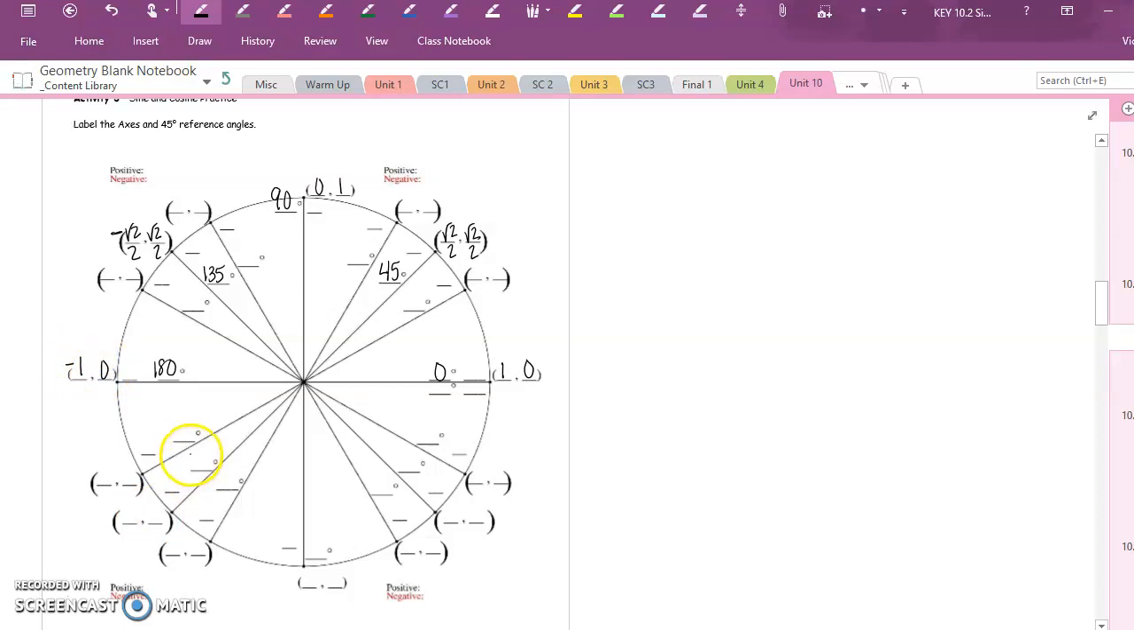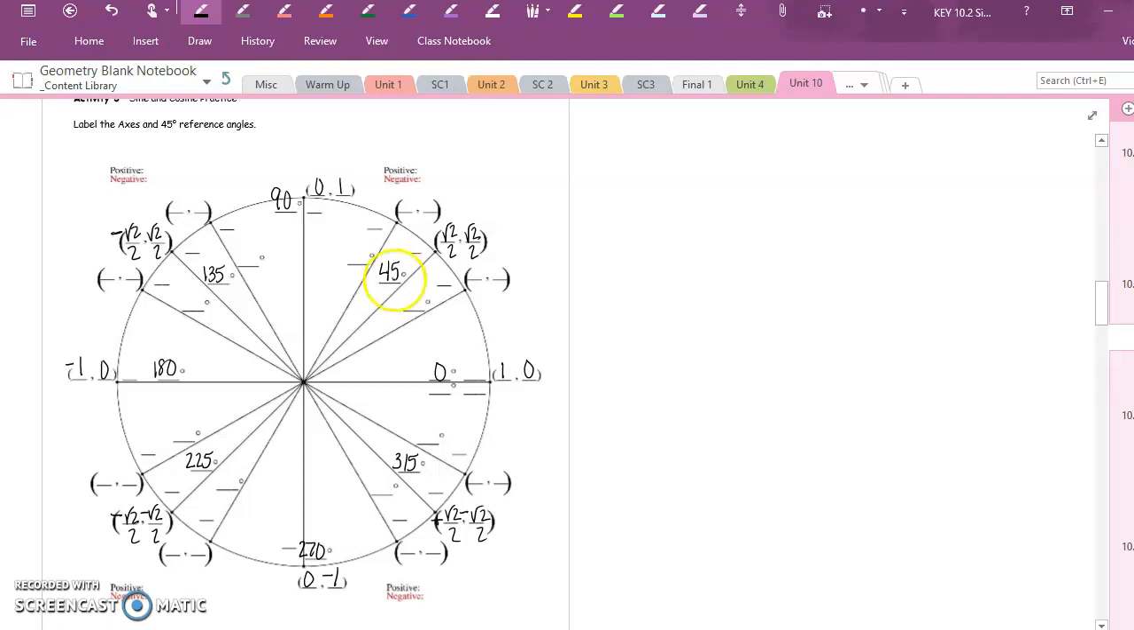After that, we have 225 degrees. So we have root 2 over 2, comma, root 2 over 2. However, because we're in this quadrant, they're both negative. After that, we have 270 degrees: 0, negative 1. And last but not least, we have 315 degrees. So we have root 2 over 2, comma, root 2 over 2, because 315 references 45. In this quadrant, it's positive, negative.